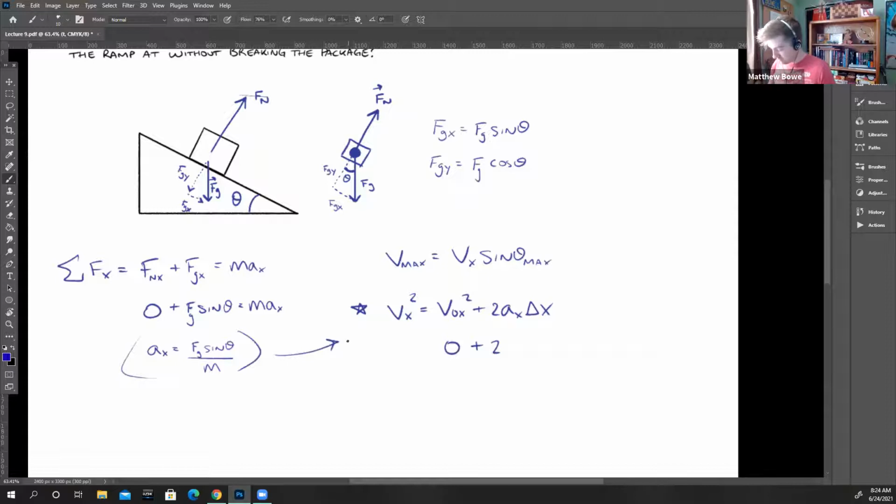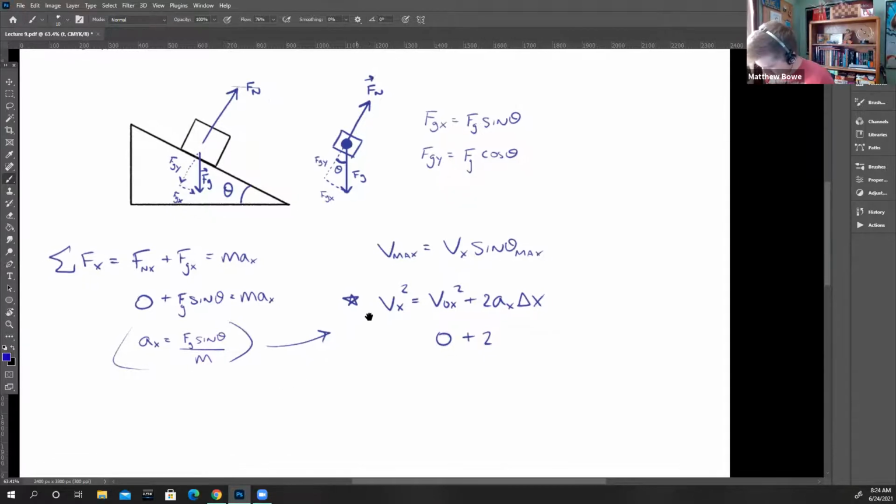We'll do that. 2 times, right, there was, oh, what did I, F g over m. Oh yeah, before I do that, it's a bit messy. I don't want to do it over here. I forgot to break this acceleration down one more step.